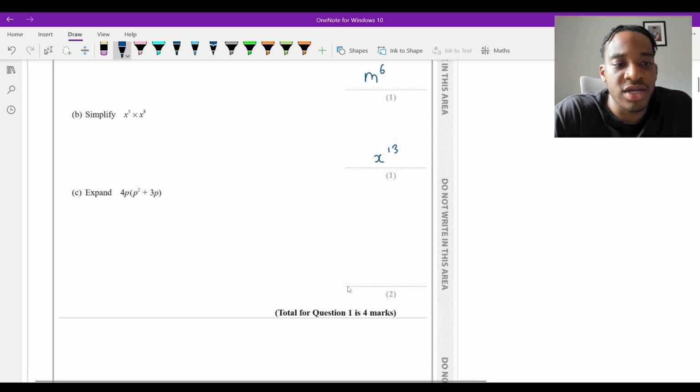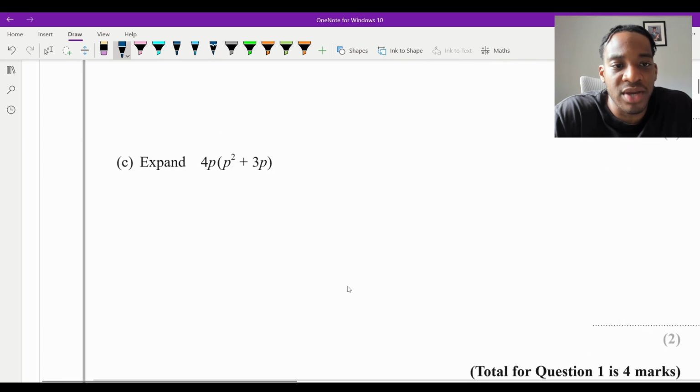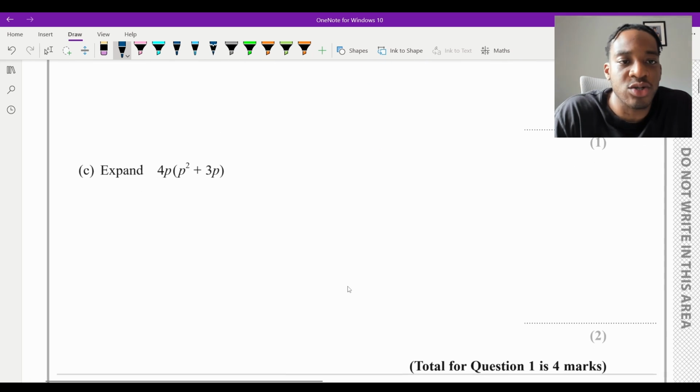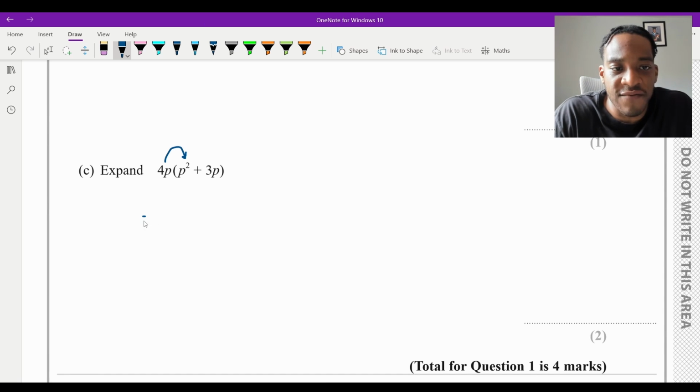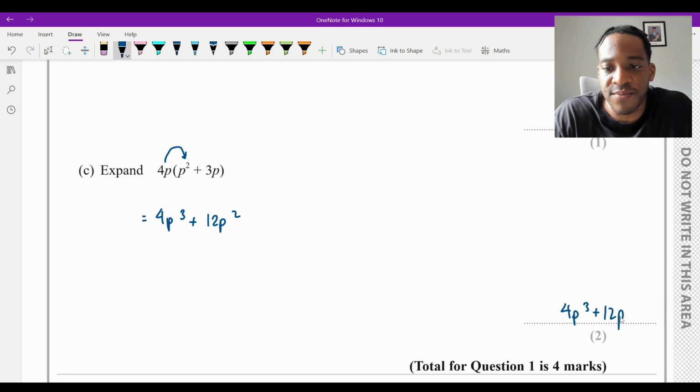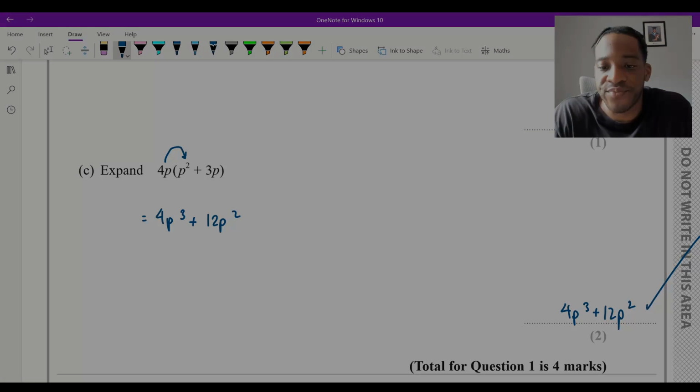And then the last one says we need to expand 4p bracket p squared plus 3p. This isn't too bad. We're just going to multiply the 4p with the p squared, which gives us 4p cubed, plus 4p times 3p, which gives us 12p squared. So the answer is 4p cubed plus 12p squared. And that's question one.